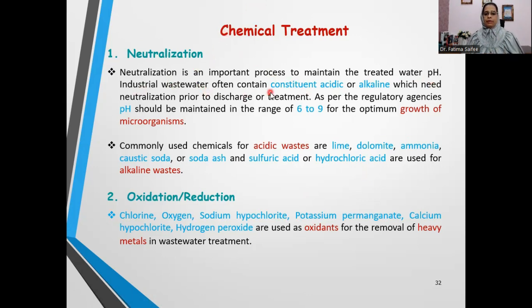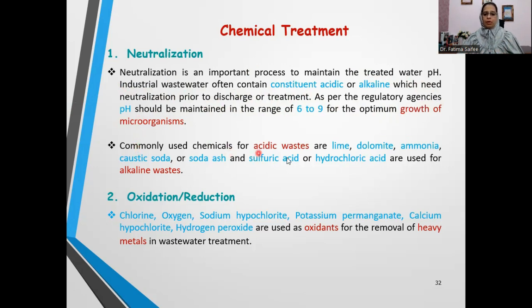Industrial wastewater often contains acidic or alkaline constituents which need neutralization prior to discharge or treatment. As per the regulatory agencies, pH should be maintained in the range of 6 to 9 for the optimum growth of the microorganisms, because microorganisms are very sensitive to pH. If pH is increasing or decreasing, it will change the whole biological activities. Also, chemical reactions may change.